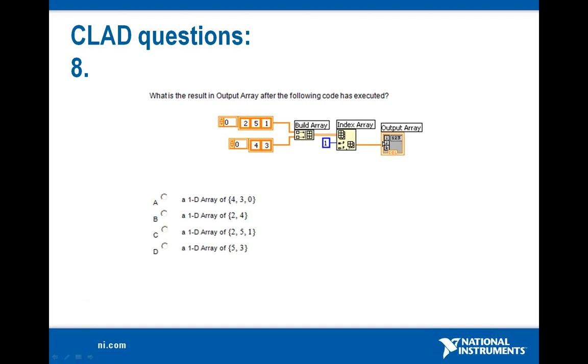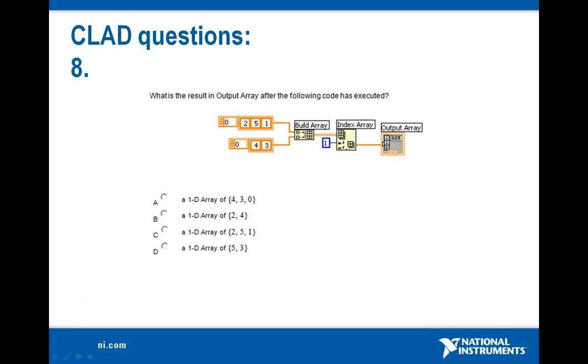And the answer to this question is option A. I see that many of you have given wrong answers for this question, so let me explain this to you. The build array function takes input of two arrays of different sizes. In this case, one of the arrays has 3 elements and the second array has 2 elements. So the output of the build array function is going to be an array of 2 rows and 3 columns.